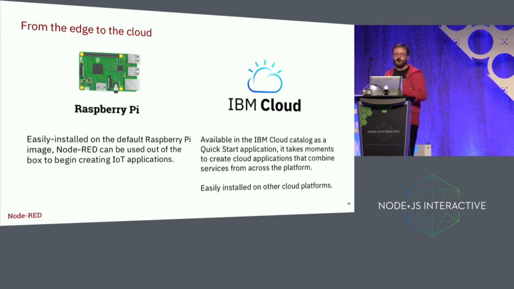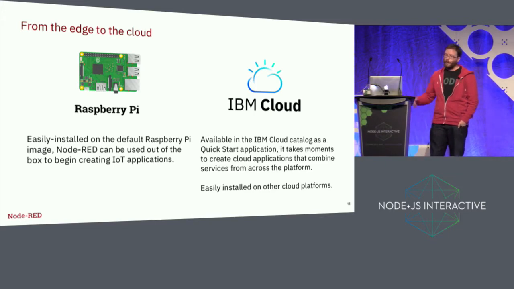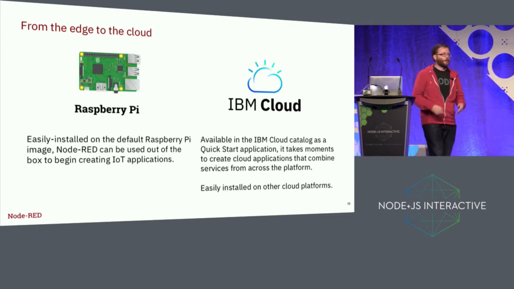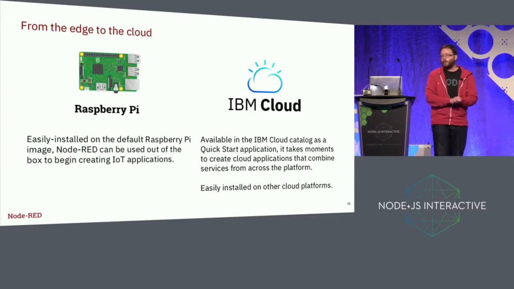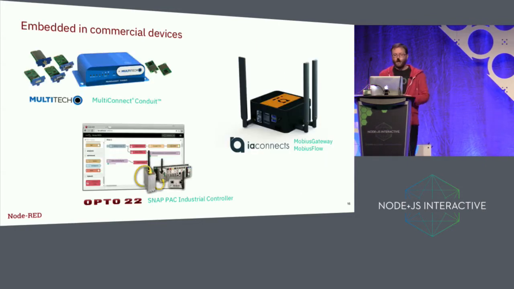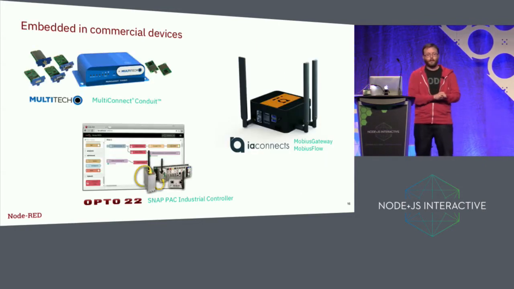Being Node-based, it runs just as happily on small devices like a Raspberry Pi as it does in the cloud. Obviously, IBM Cloud, it's there as one of our quick start applications, so you can get going with Node-RED in the IBM Cloud in seconds. But on nodered.org, there are instructions for getting it going on all the other cloud providers. Because it runs just as happily on devices as it does in the cloud, there are companies who are commercializing it. These are just a small sample.